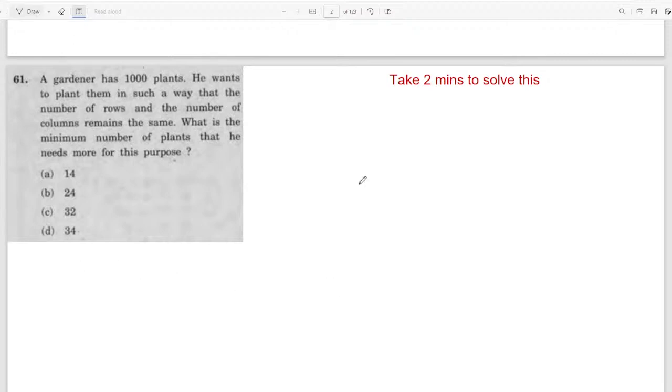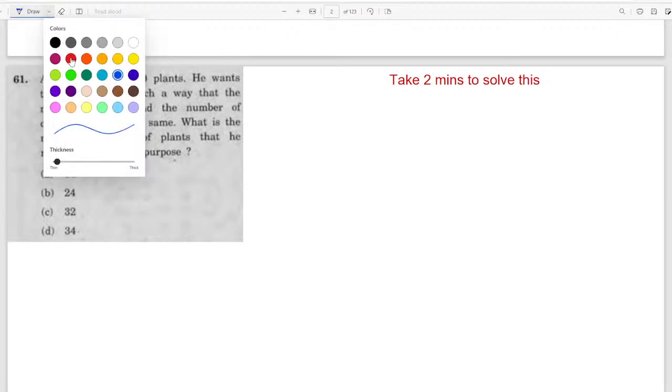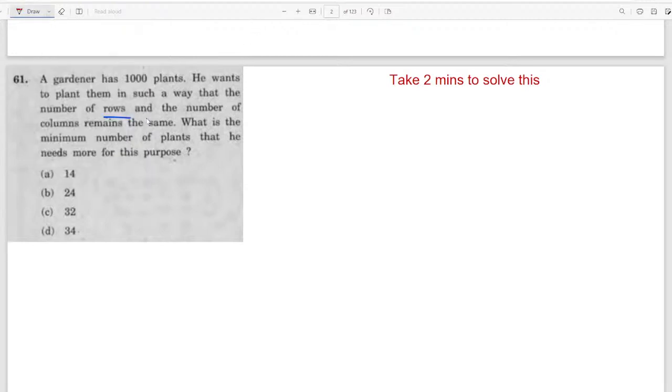They're saying that a gardener has 1,000 plants and he wants to plant them in such a way that the number of rows and the number of columns remain the same. What is the minimum number of plants that he needs more for this purpose? So there are 1,000 plants, and he wants to plant them in rows, 1, 2, 3, like this. But the number of rows and the number of columns remain the same.